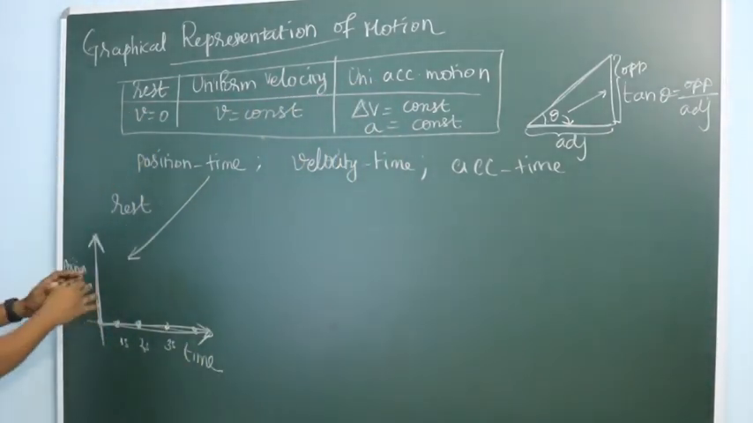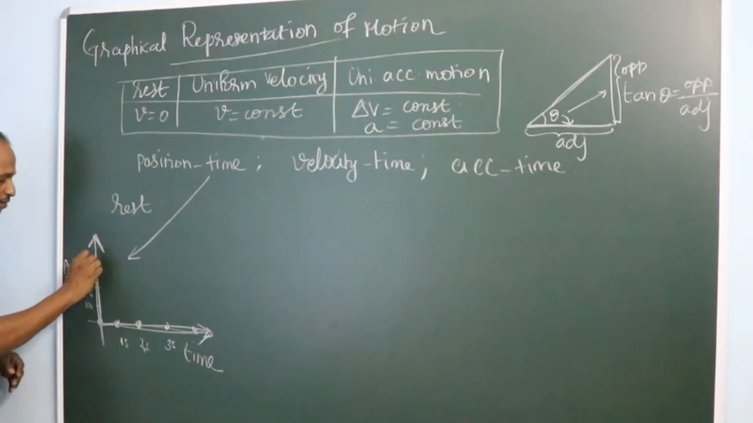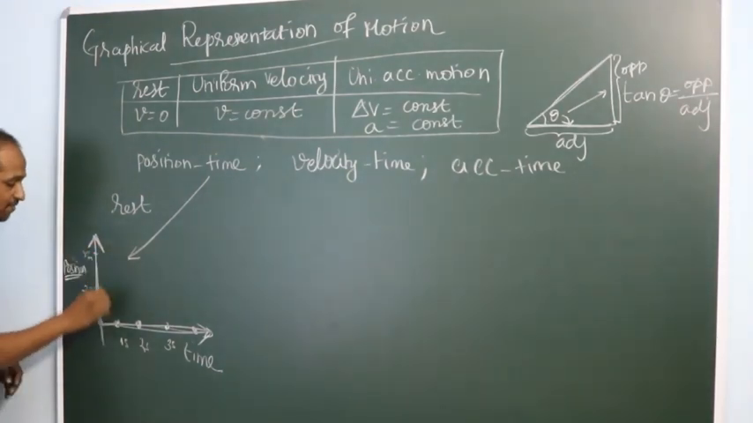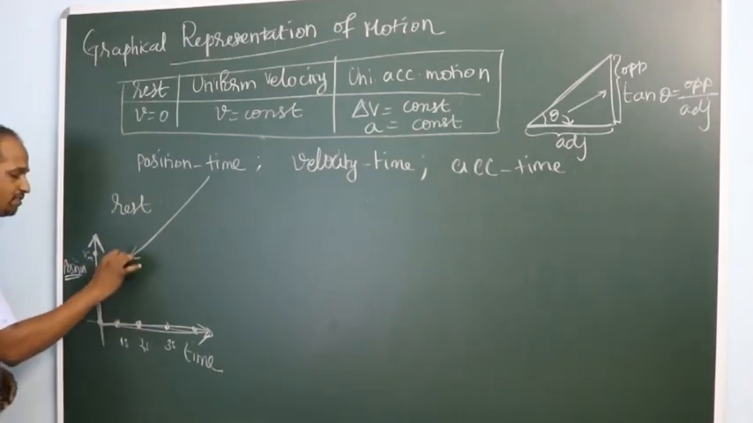So how do you represent that here? In the y-axis we are taking position. So 1 meter, 2 meter, 3 meter, 4 meter, and here 5 meter. Then the object is at 5 meter. When you start observing, the object was at 5 meter. After 1 second, 5 meter. After 2 seconds, 5 meter.